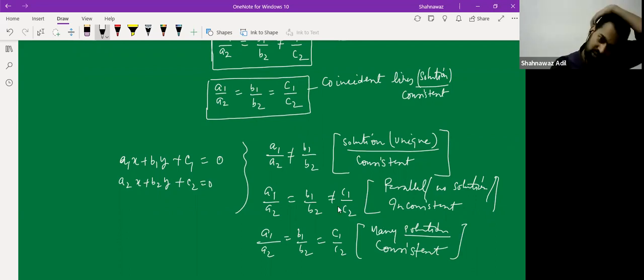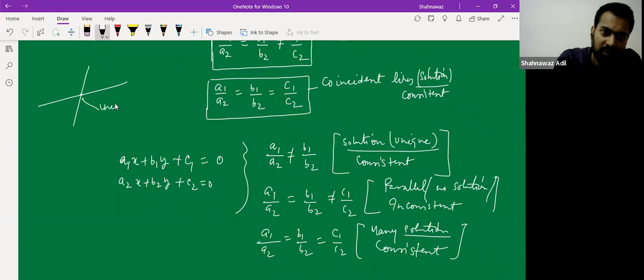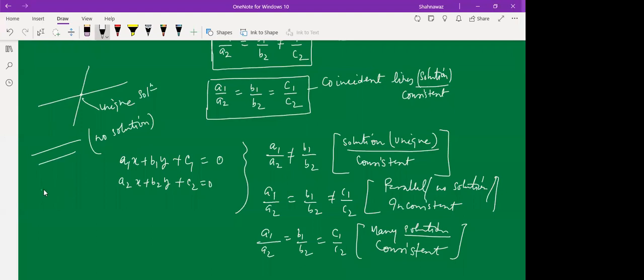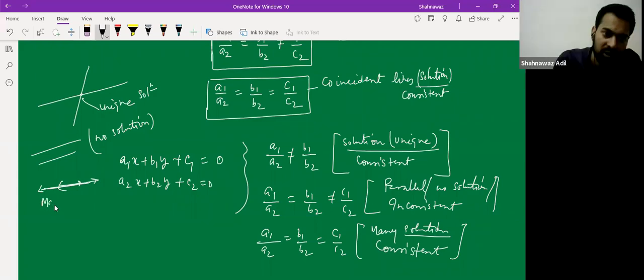So this was just a quick revision, right? And graphically, what we saw is that if the lines were intersecting, then a unique solution. If lines were parallel, no solution, right? And if lines were coincident, so many solutions.